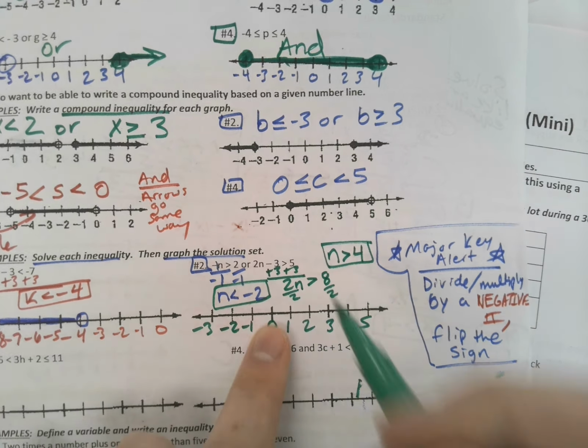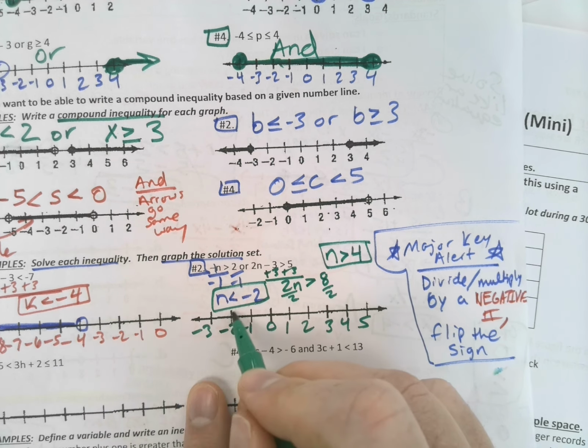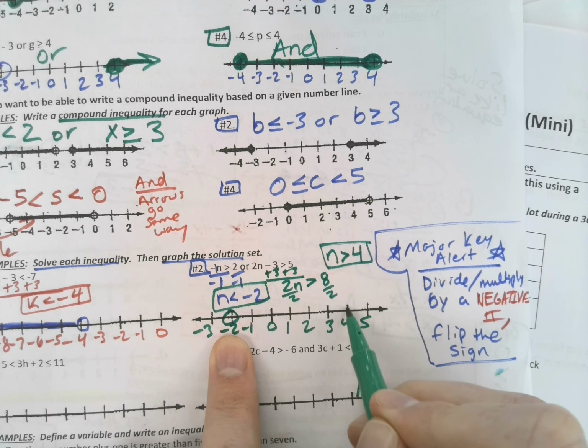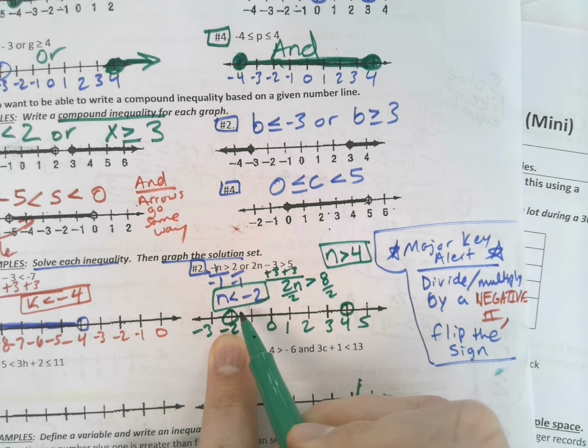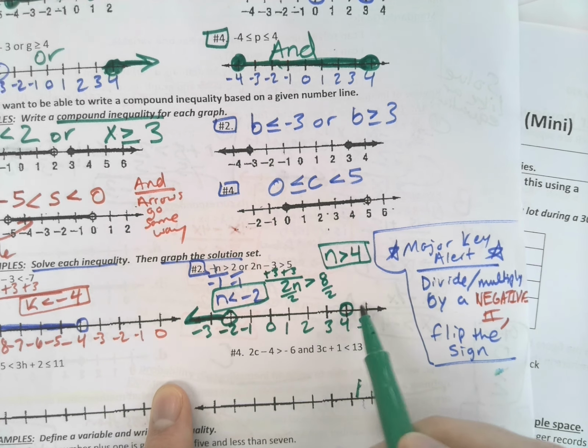And so I know this is an OR problem. They told us that at the beginning. So we put down our point at -2. We put down our point at 4. And since it's an OR problem, that means we're shading to the left and we're shading to the right.